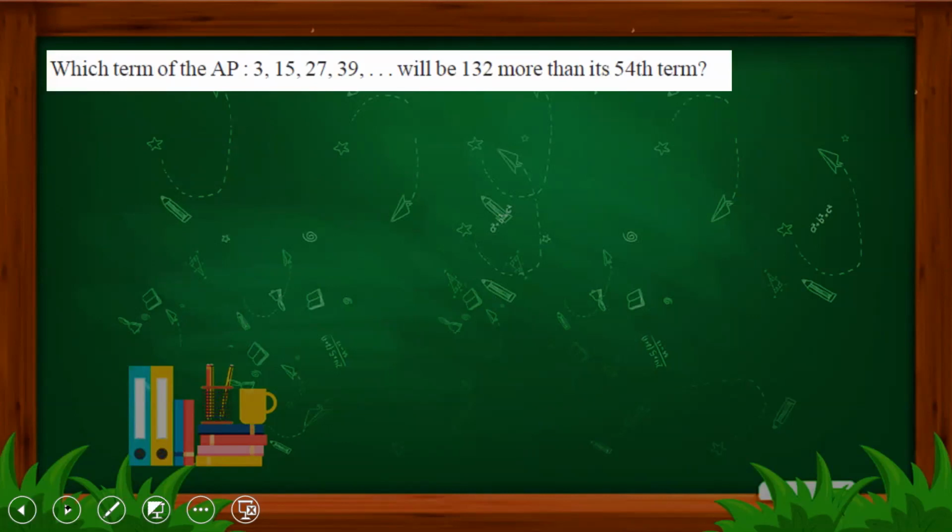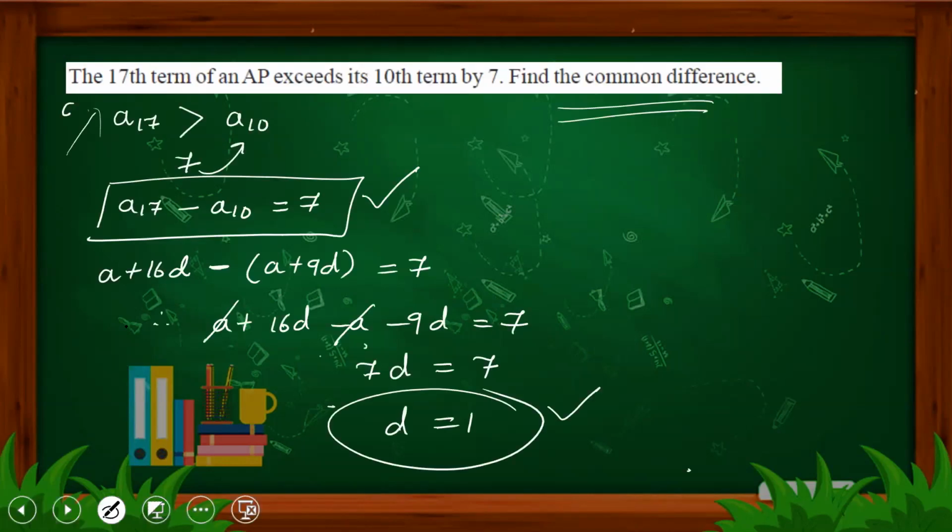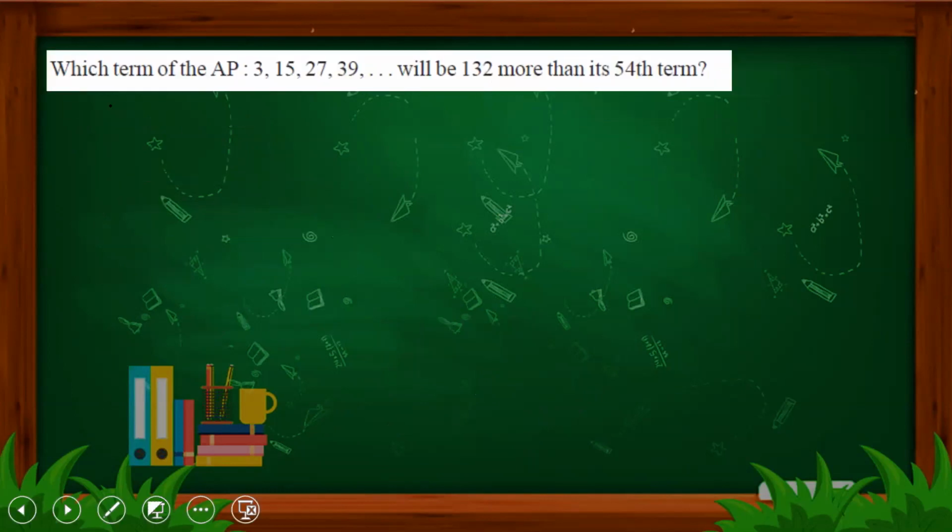Okay. Now, which term of the AP 3, 15, 27, 39 will be 132 more than its 54th term? Okay, the AP is given to us, that means we can find out A and D. So here A is equal to 3. 15 minus 3 is 12. 27 minus 15 is also 12. So yes, D is equal to 12.